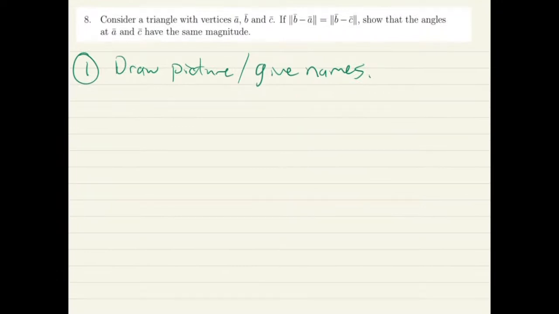Okay, so, we've got the triangle with 3 vertices. 2 of the side lengths are the same. Step 1, draw a picture and give names, okay? Well, I'm going to draw a picture. I've got a triangle with 3 vertices, A, B, and C.